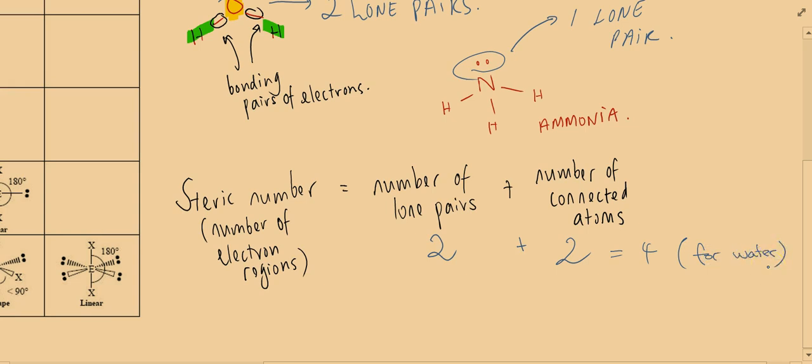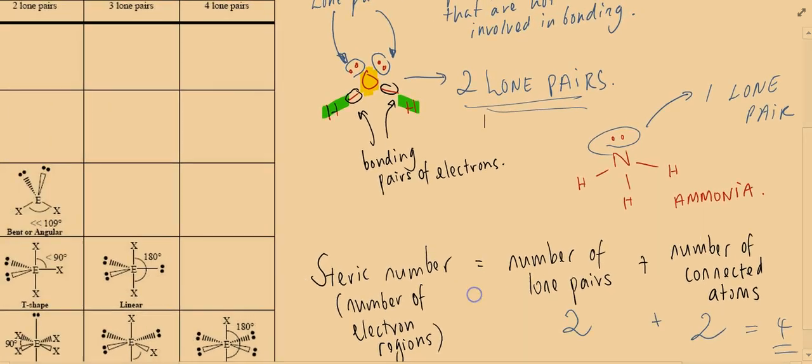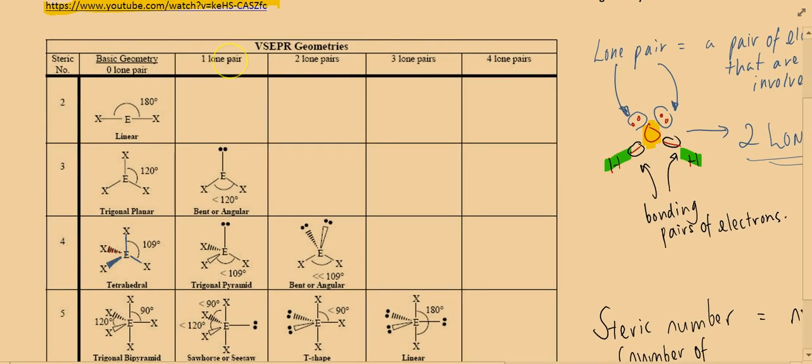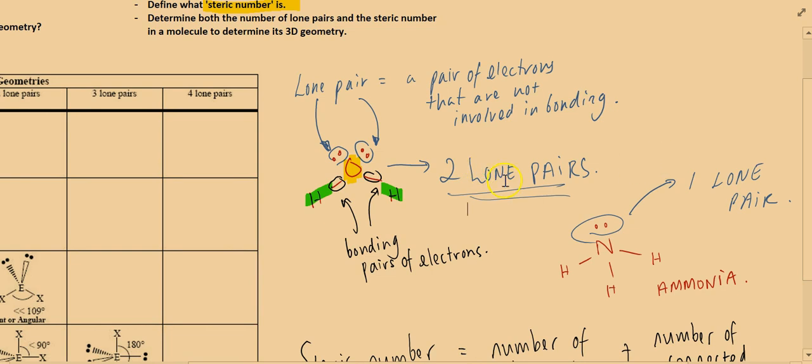So we've solved for the steric number of water, and we have the number of lone pairs of water. And these are all we need to work out the geometry of water, the 3D geometry. So if we use this table here, you can see that at the top of this table, we have each column separated by the number of lone pairs. So we want to look in this column here, the 2 lone pairs column, because we know that water has 2 lone pairs, okay?